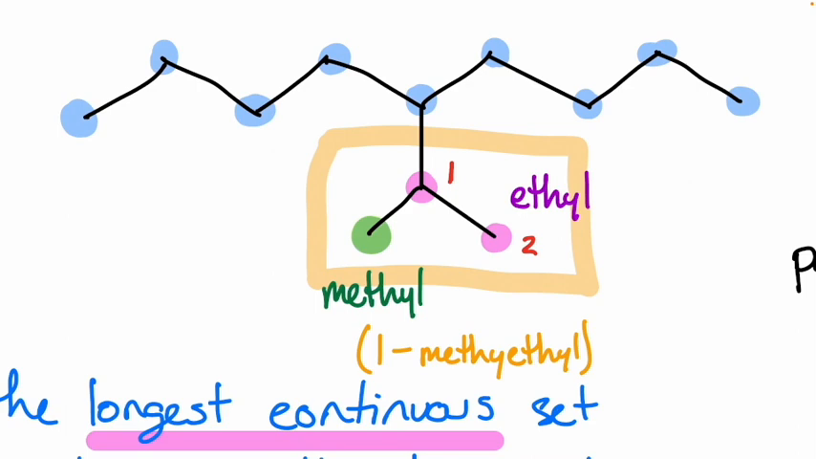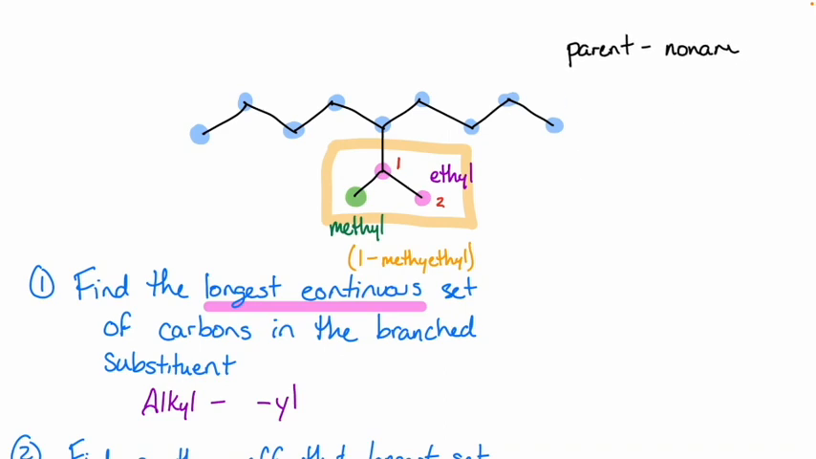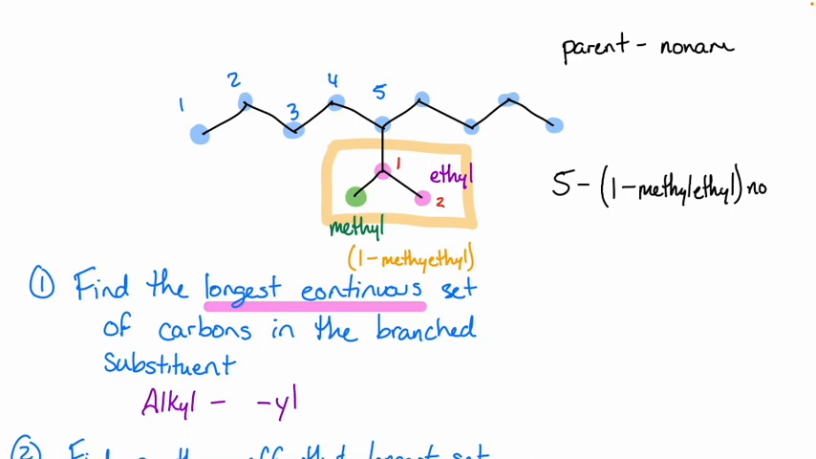We're going to keep a -yl ending on the longest set of carbons, and when we put it all together, we're going to put it in parentheses, okay? So if I'm going to name this molecule, the parent chain was a nonane. The name of this molecule, let's see, 1, 2, 3, 4, 5, would be 5-(1-methylethyl)nonane.